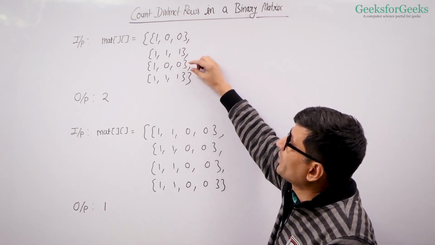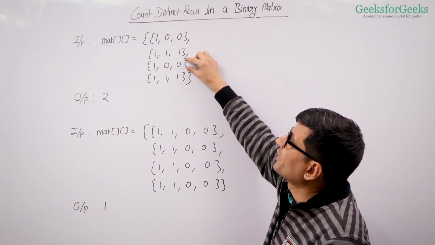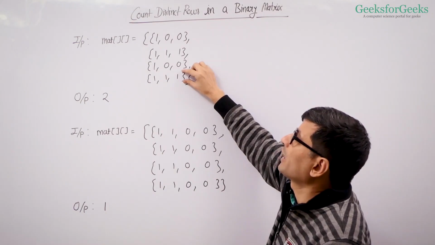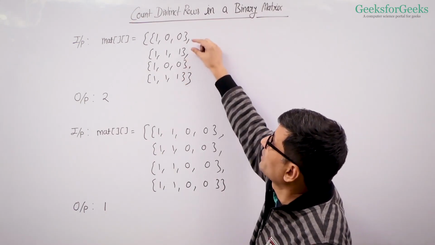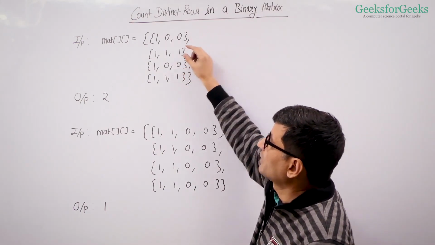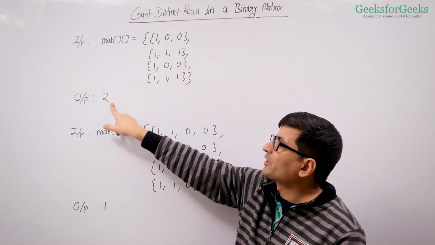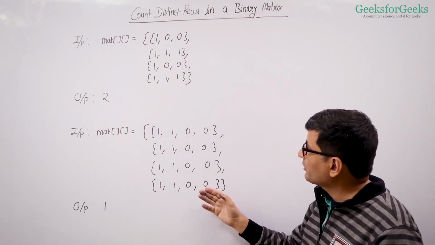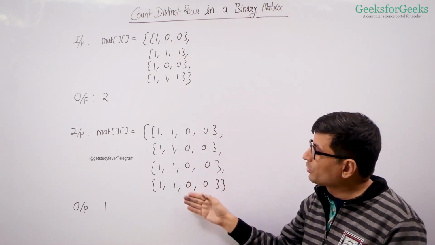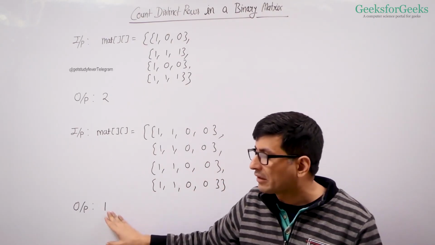These two rows are repeating. This row has appeared before. This row also has appeared before because this row is same as this and this row is same as this. So output for this particular matrix is 2. Let's see this input. In this, all the rows are same, so our output is 1.